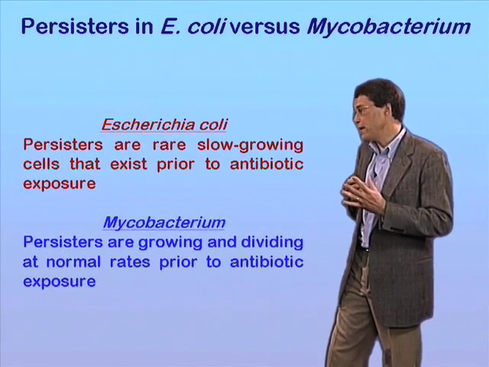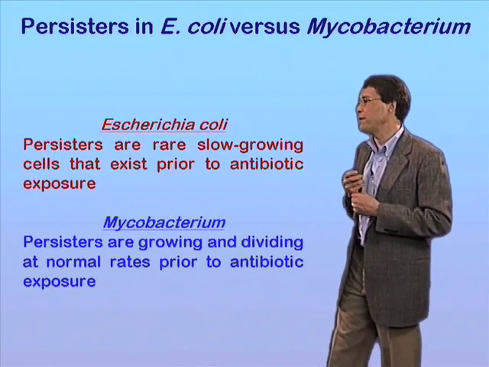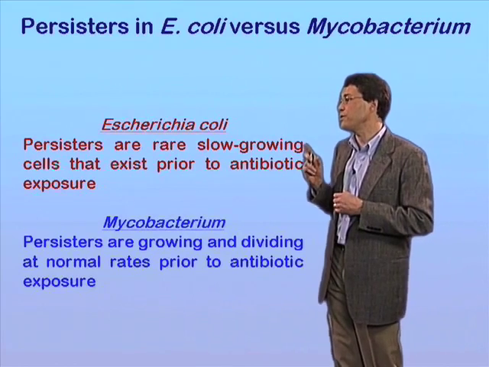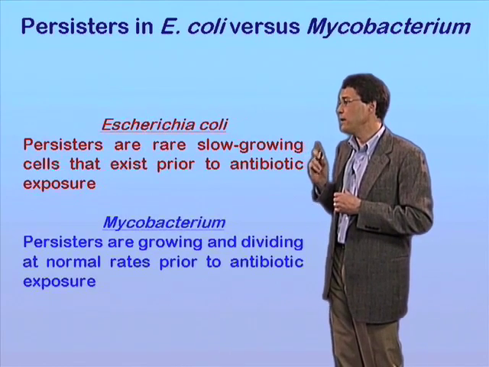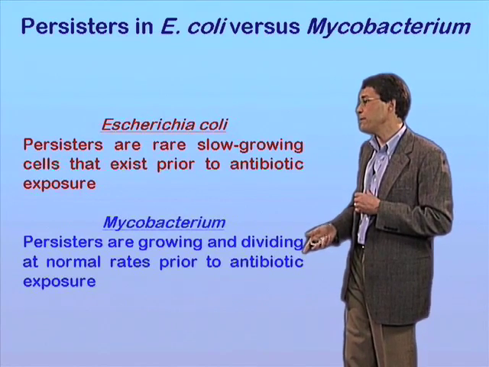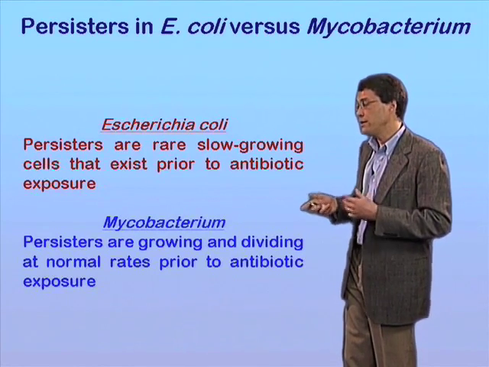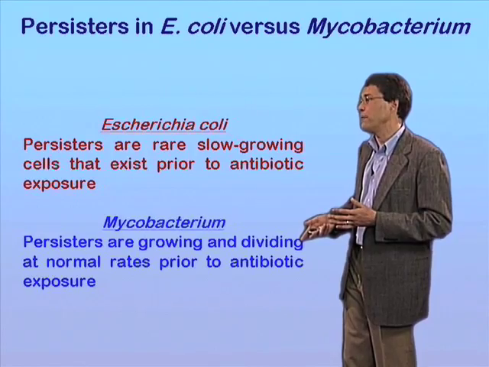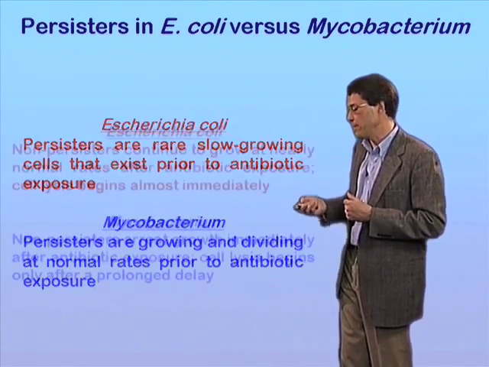So that's the first take-home lesson from this sort of compare and contrast, that in E. coli, persisters are rare, slow-growing cells, and they exist prior to antibiotic exposure, whereas in Mycobacterium, the persisters are growing and dividing at completely normal rates prior to antibiotic exposure, so it's a very different phenomenon.